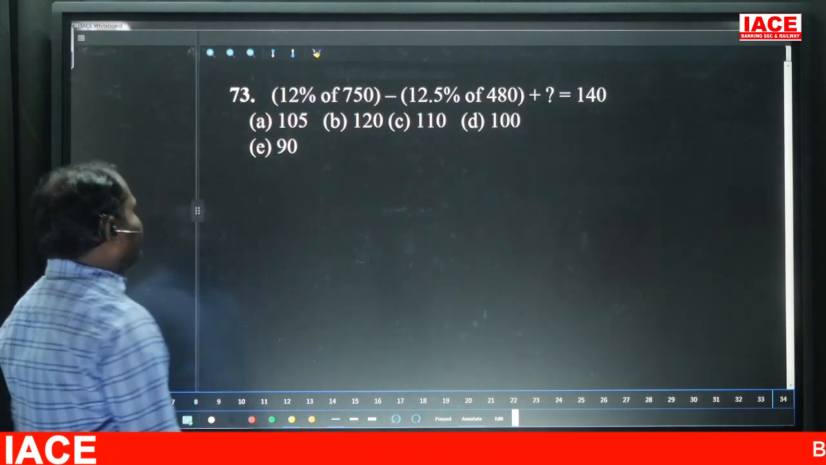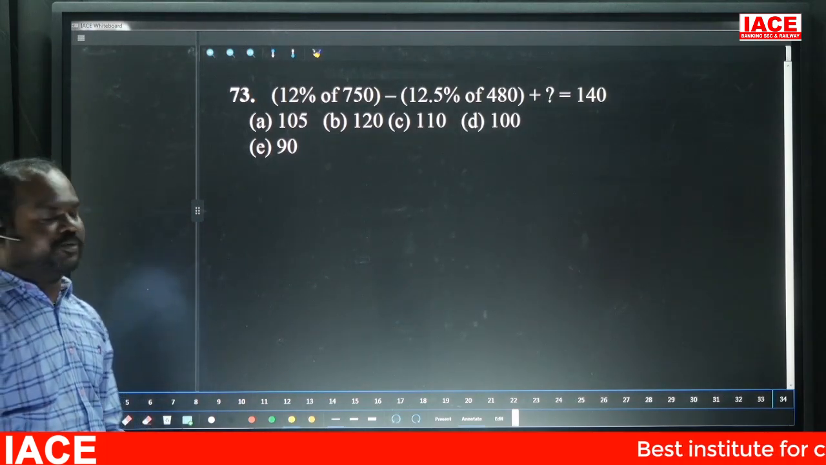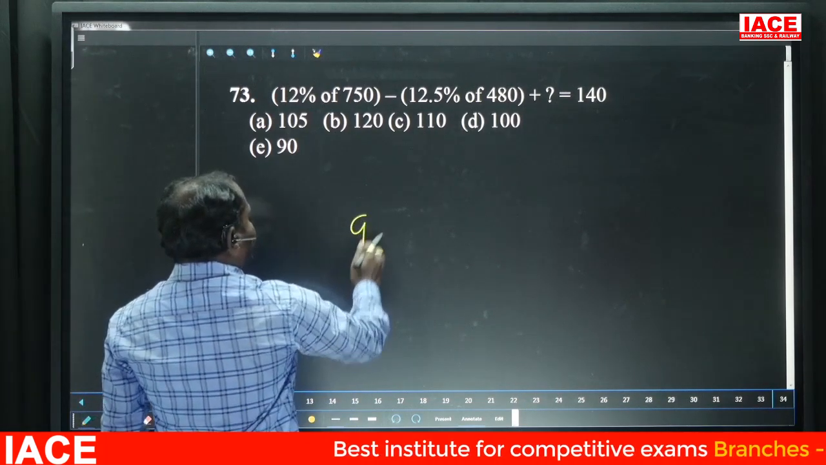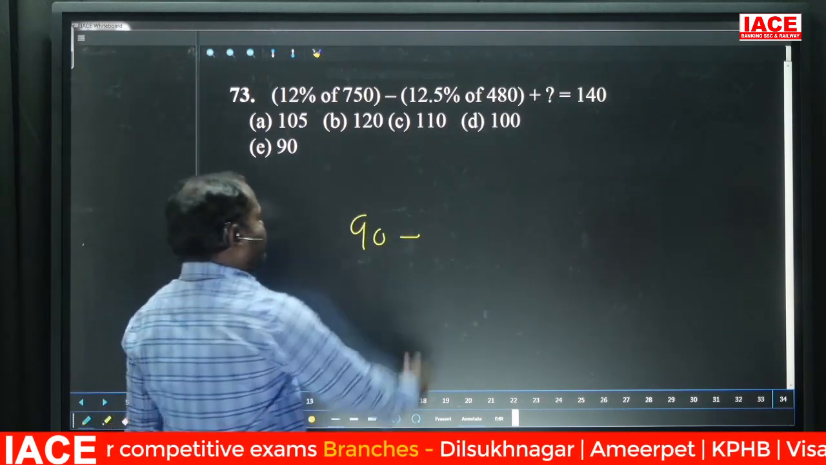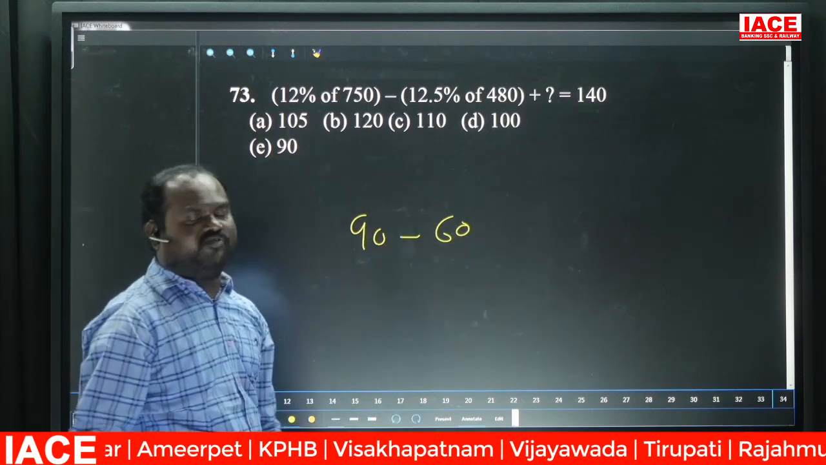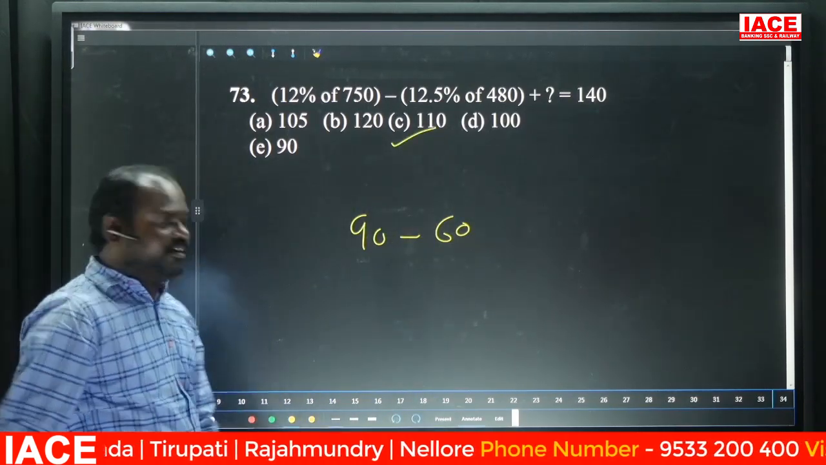Question 73. 12% of 750 is nothing but 10% plus 2%, 75 plus 15, nothing but 90. 12.5% is nothing but 1 by 8, 1 by 8 means 60. 90 minus 60, 30. It becomes 140 minus 30, 110. Option C, 110. Next.